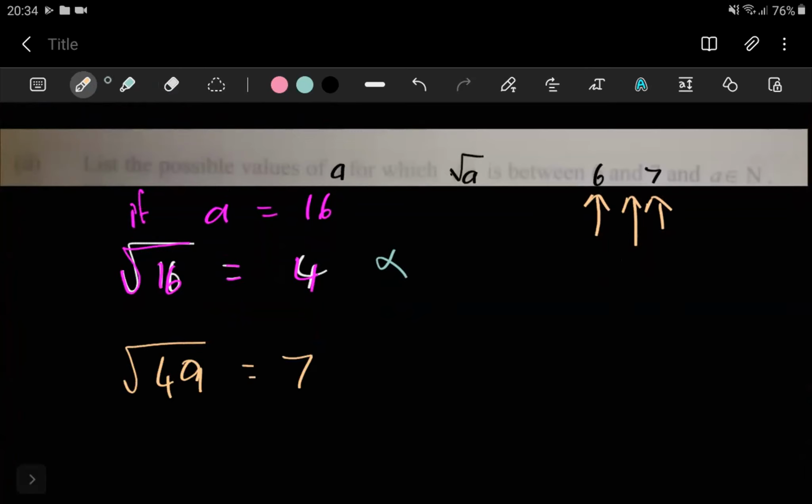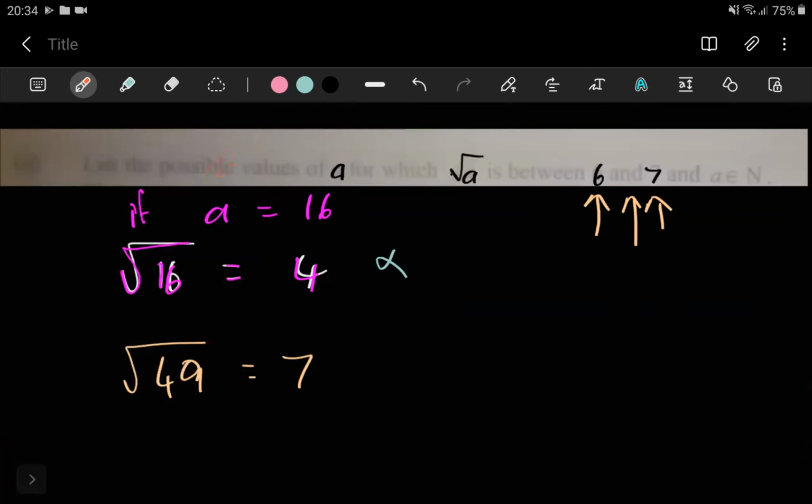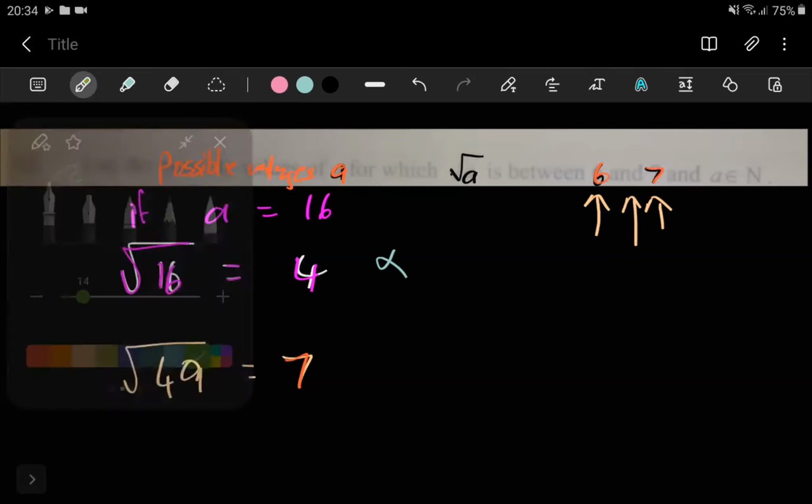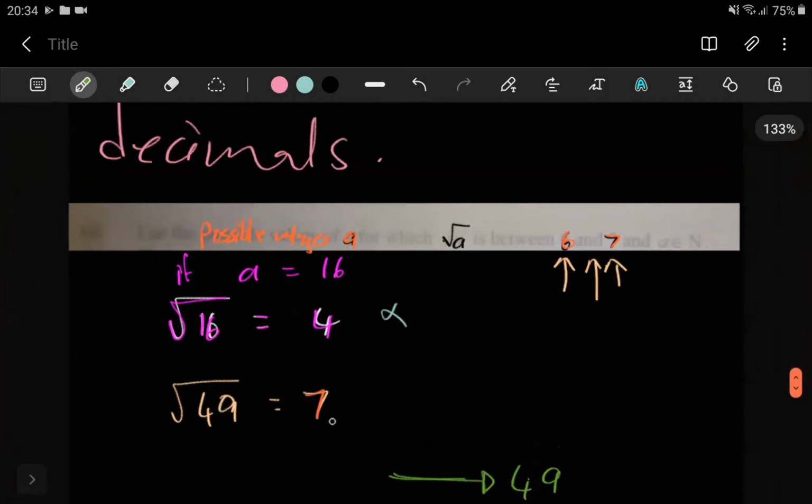When they say possible values, they're trying to give you the idea that there are quite a lot of them. List the possible values of a for which the square root of a is between 6 and 7. So if the square root of a is going to be between 6 and 7, this is already telling us that we are going to have a range of answers, and our range is going to end at 49, because the square root of 49 gives us 7.